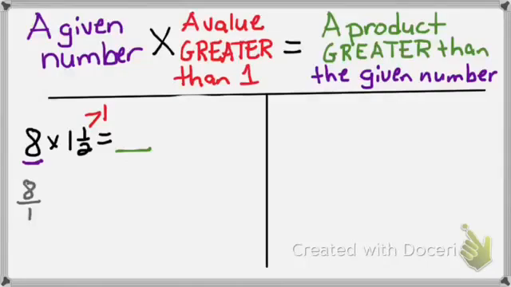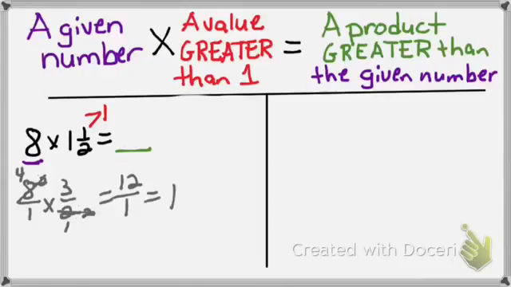My whole number of 8 I'll turn into a fraction, 8/1. My mixed number of 1 1/2, I'll change it. 2 times 1 equals 2 plus 1 equals 3. My denominator is 2, so I have 8/1 times 3/2. I'll use the GCF to fully simplify. Once it's fully simplified, we have 4/1 times 3/1. 4 times 3 equals 12. 1 times 1 equals 1, and we know that 12/1 is equal to 12. So my answer is 12.